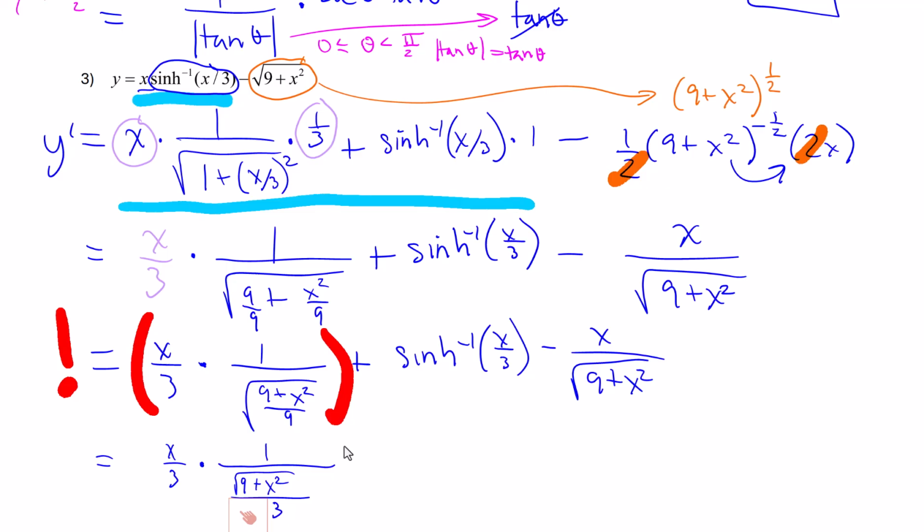But let's keep going. So we have plus sine hyperbolic inverse of x over 3 minus x. So we're just copying down the rest of this. Everything else is done here. Minus x over this square root of 9 plus x squared. Okay, so let's go back to that first fraction portion and carefully look at these.